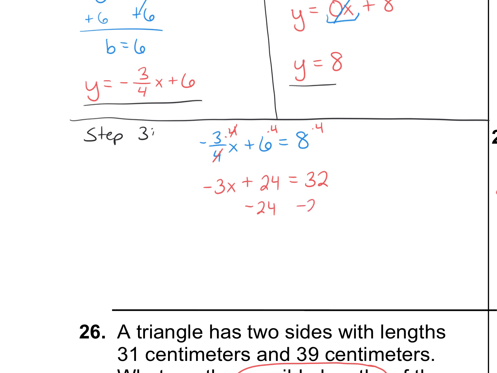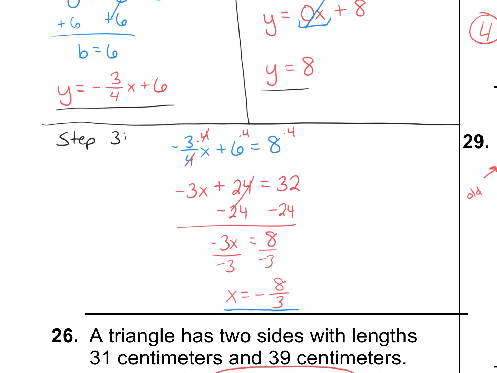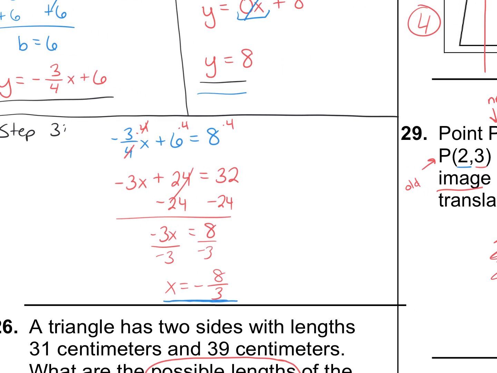Subtract 24. Negative 3x equals 8. Divide by negative 3. x equals negative 8 over 3. What do I normally do next? Plug it back into either one of the top equations. I usually plug it back in. Do I need to? Why not? Right, we already know what y is. So we know what y is, we know what x is. What's the last thing I have to do? Make it a coordinate. So it turns into (negative 8 over 3, 8).